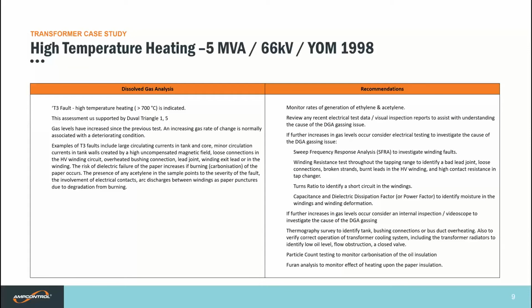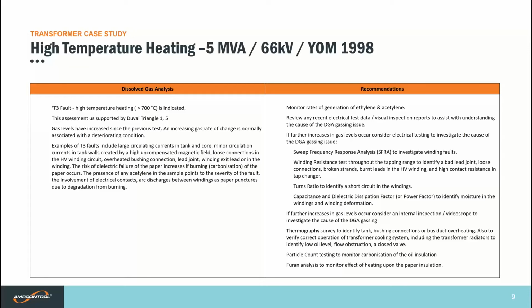Our recommendations to manage these types of faults include retesting the oil with a new sample to monitor the rates of generation of ethylene and acetylene. Also, look at any recent electrical test results that could give clues to the cause of the problem. If further large increases in gas levels occur, we'd recommend electrical testing such as sweep frequency response analysis, winding resistance testing, and turns ratio testing.